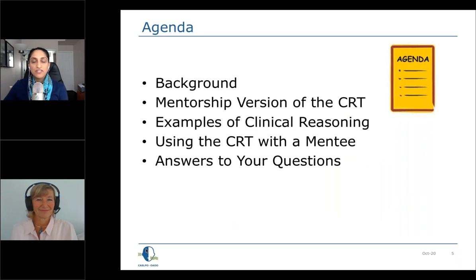All right, so our agenda for today's presentation will begin with some brief background information. Then we'll get into the mentorship version of the clinical reasoning tool, or the CRT. I'll just point out that the mentorship version of the clinical reasoning tool is attached as a resource today, so if you'd like to click on it and download it now, you can do so. We're going to listen to some audio examples of clinical reasoning as well from both speech language pathology and audiology. And then we'll get into using the CRT with a mentee. And of course, we'll get to your questions.